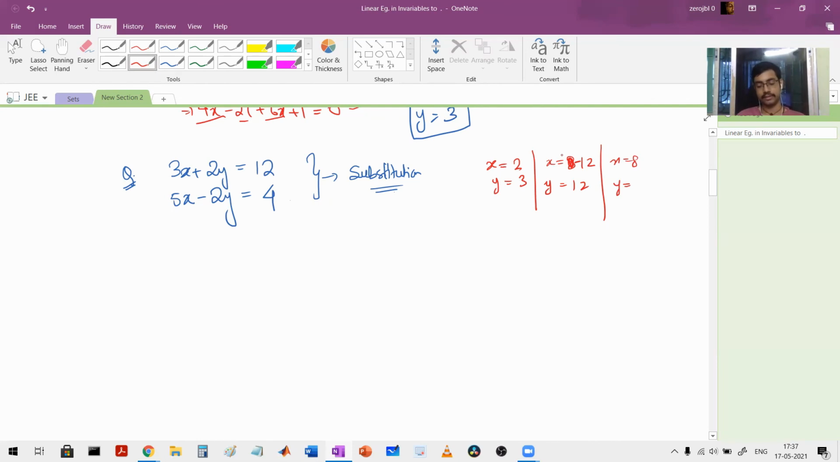How much is y? 12. Okay, so there are different answers. Let's see what the answer is. X is equal to minus 15, 16. Okay, now let's solve this.